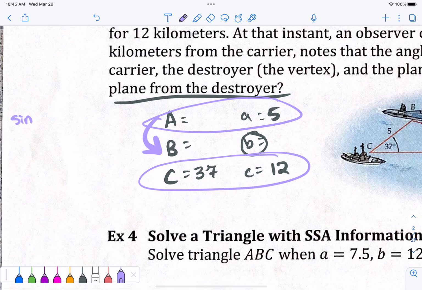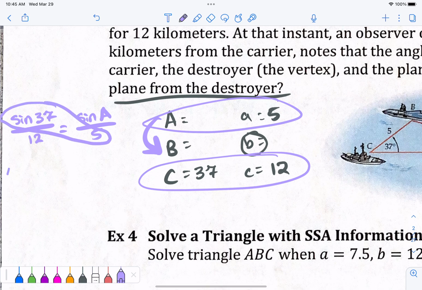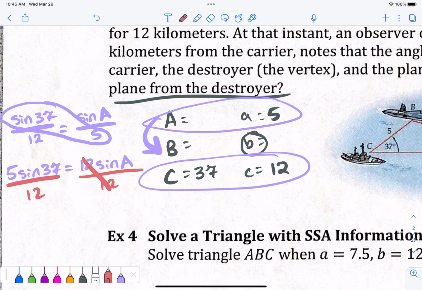So sine of 37, this is the weird thing that could happen. Sine 37 over 12 equals sine of A over 5. All right, so be careful of this. I'm going to cross multiply: 5 sine of 37 equals 12 sine of A, right? I'm going to divide by 12 to get sine of A by itself. If you do 5 sine of 37 divided by 12, you're going to get a decimal. It's like 0 point something.